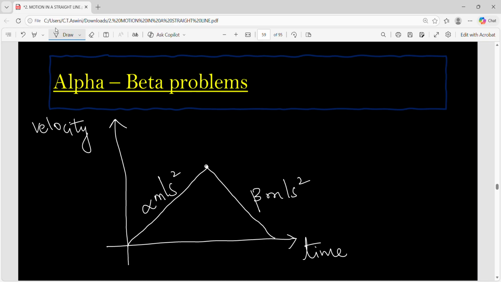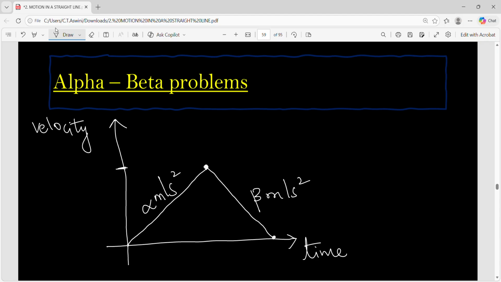Now, can you tell me what is this point? First, it was accelerating. That means speed goes on increasing. So, till this point, speed was increasing. Decelerating. That means speed will go on decreasing. Got my point?